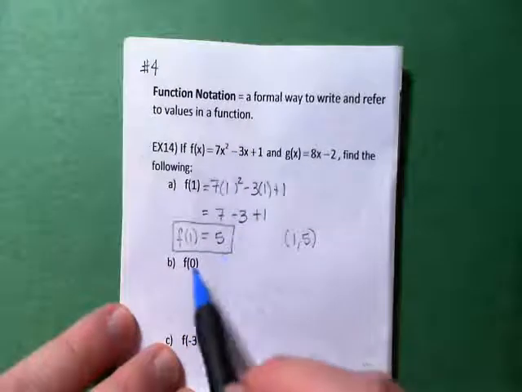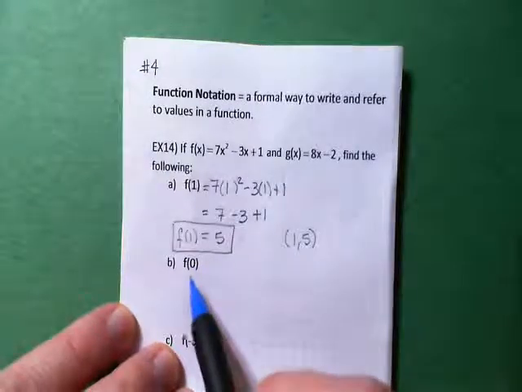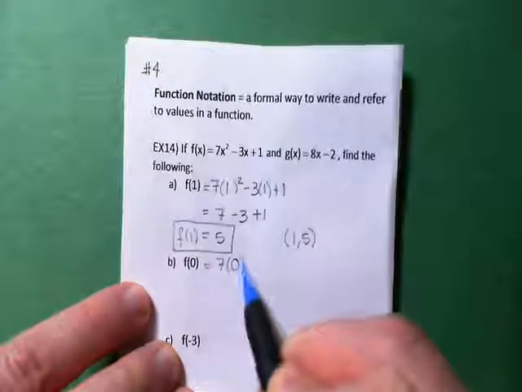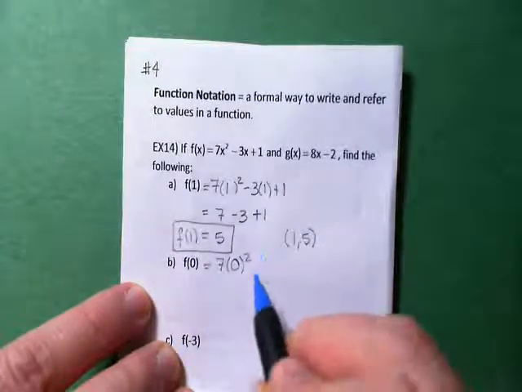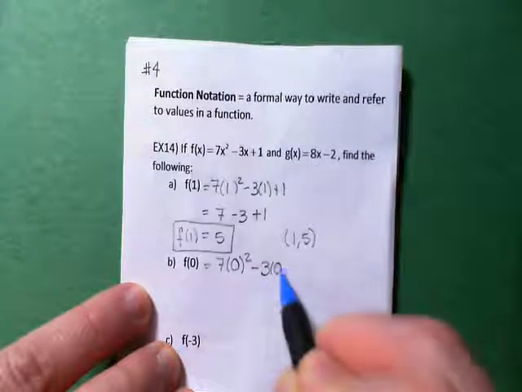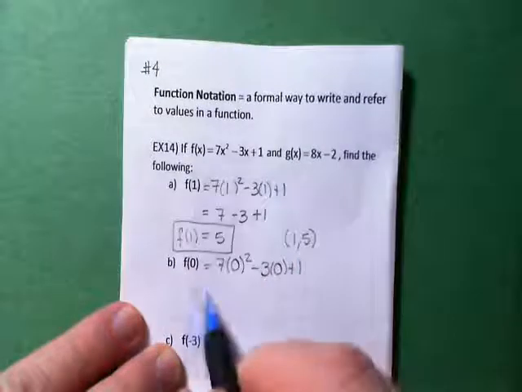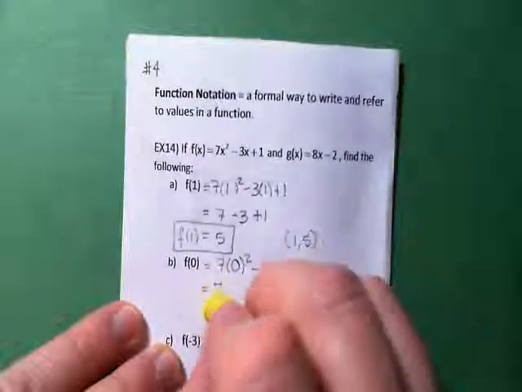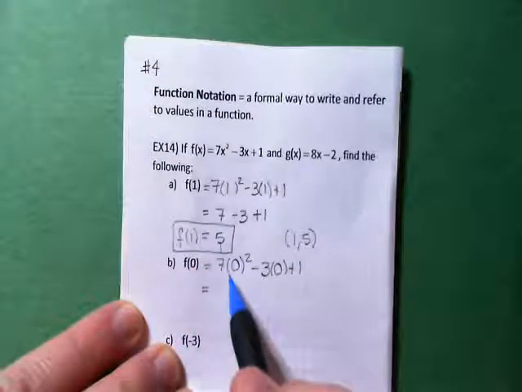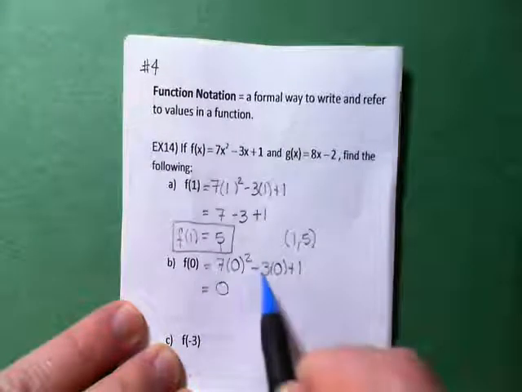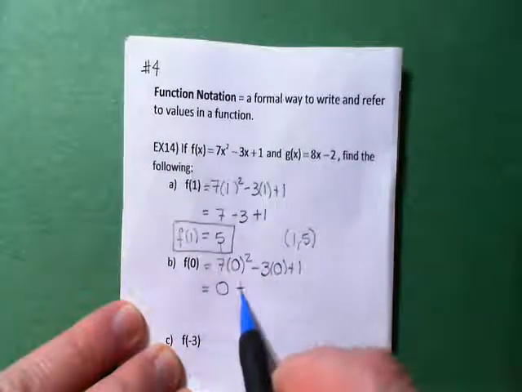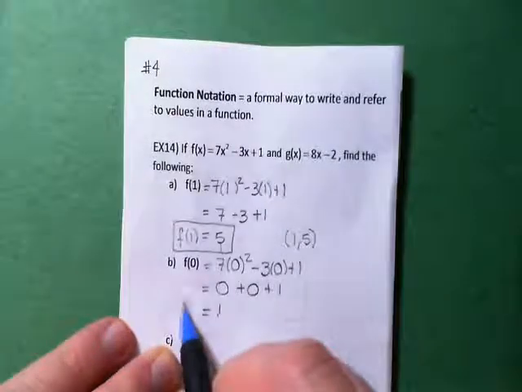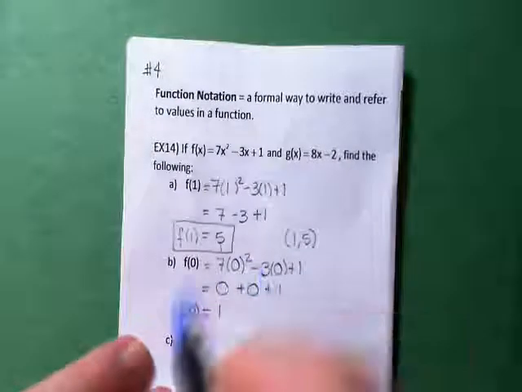Okay? So let's do another function notation, f of 0. So basically you copy the function and you replace the x with a 0. So this would be 7 times 0, 0 squared is 0. 7 times 0 is 0. Negative 3 times 0 is 0, plus 1. So 0 plus 0 plus 1 is 1. So f of 0 is 1.